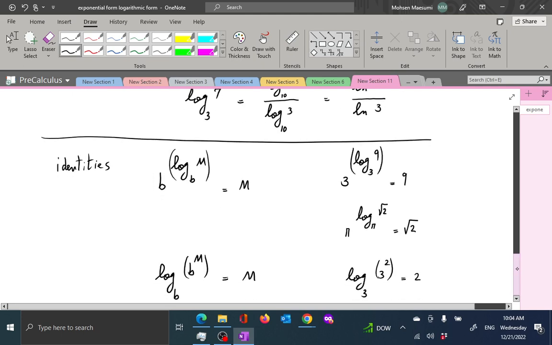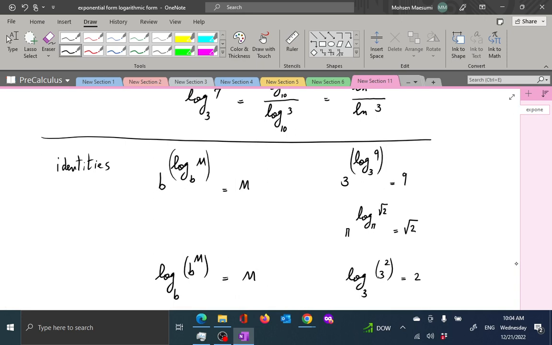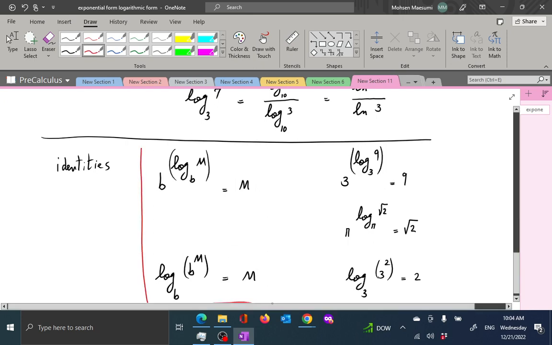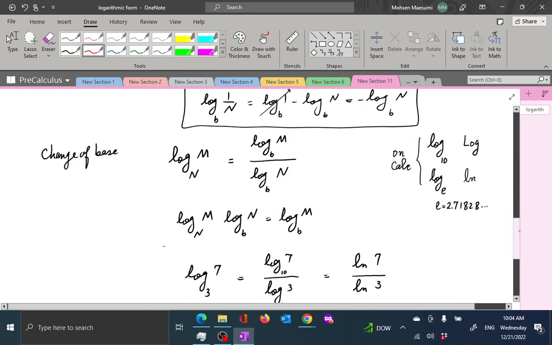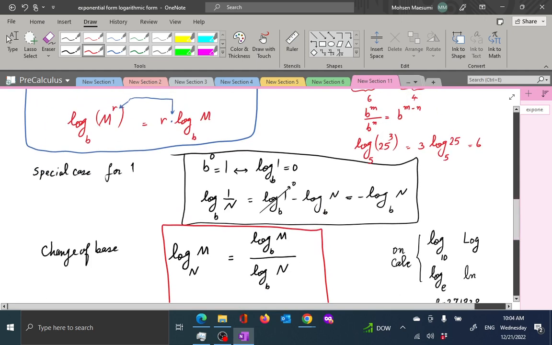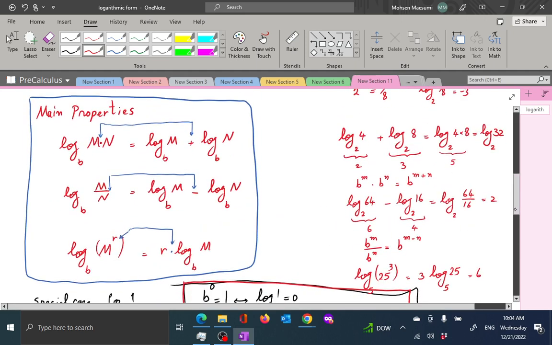So these two identities come into play in some problems, especially later on in calculus. We are going to make use of them, so we might as well have them in front of our view now. So we have some identities here. We have the change of base formulas. We had a special case for the number 1. And we had the basic rules, the main properties that you see at the core of the simplest problems that we have in this section.